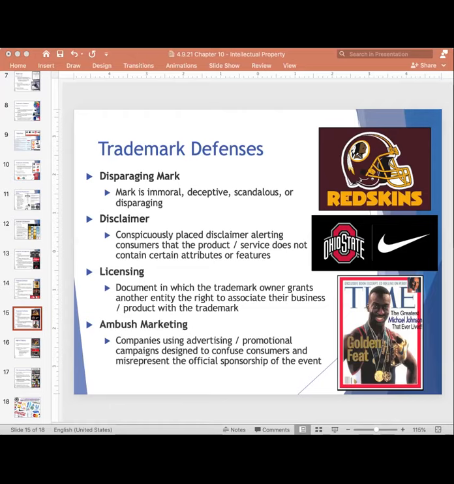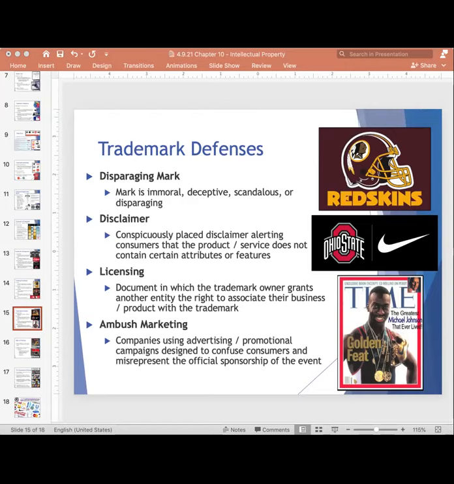It's a big issue. It's when companies try to weaken or attack competitors' official association with a sports organization or event by using advertising and promotional campaigns designed to confuse consumers and to misrepresent the official sponsorship of the event. I don't know if I would say it's an intentional attack, but it is definitely a strategy to try and associate yourself with an organization or event without actually having to pay the millions of dollars for the sponsorship rights. The example that we see on this slide is from the 1996 Olympic Games.